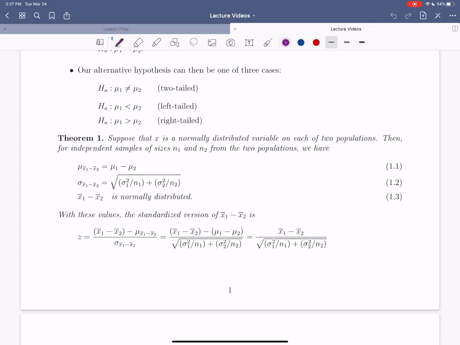So mu, I think this is just worth writing down. Mu refers to the population mean, so this is the same stuff as before. Sigma refers to the population standard deviation.